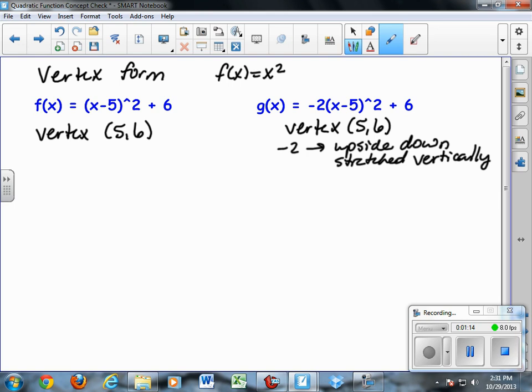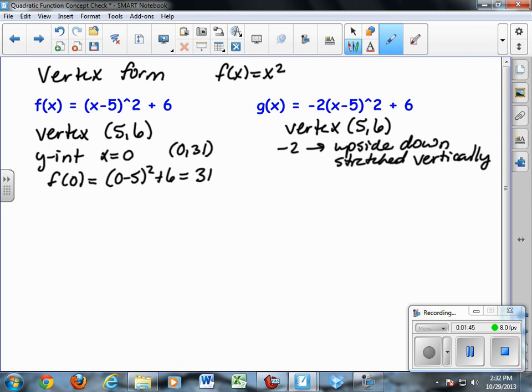So let's see what else we can figure out about these equations. It's always easy to figure out the y-intercept. To find the y-intercept, we let x equal 0, and if you plug that into the function, f of 0 is equal to 0 minus 5 squared plus 6, which gives me 25 plus 6 is 31. So my y-intercept is 0, 31. Not a terribly helpful point, as it turns out. It's kind of far away from the vertex.